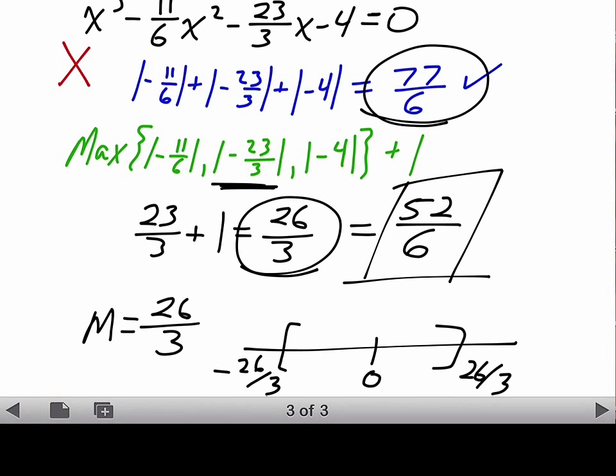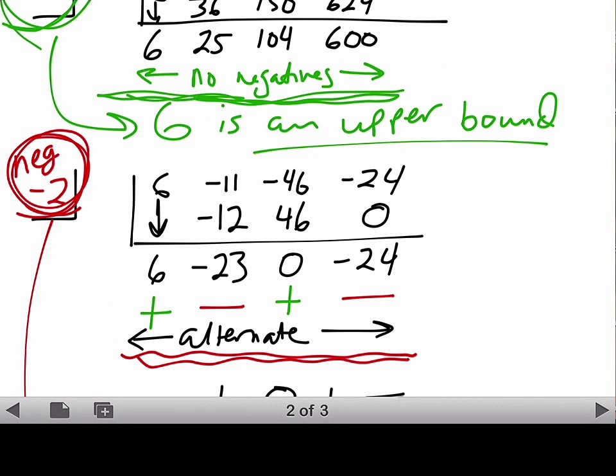I personally like the previous one better. This one is useful too. To recap what we saw before, how do we find an upper bound or a lower bound on zeros? By accident.